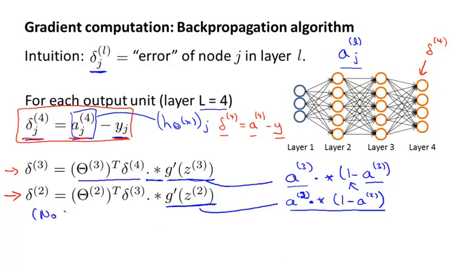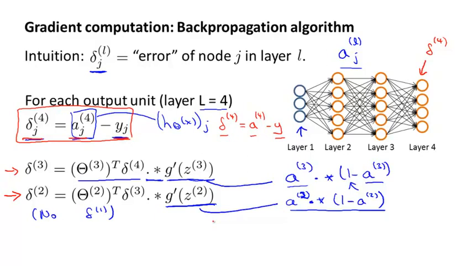There is no delta 1 term, because the first layer corresponds to the input layer, and that's just the features we observed in our training set. So that doesn't have any error associated with it. We don't really want to try to change those values. And so we have delta terms only for layers 2, 3, and 4 in this example.